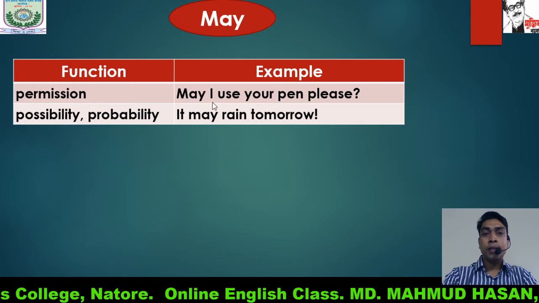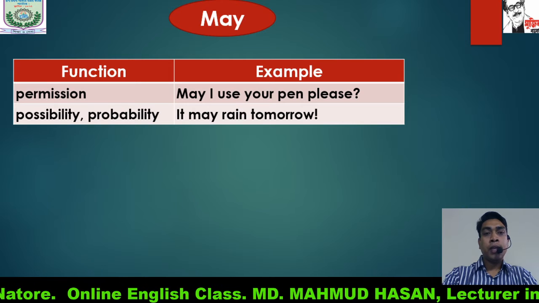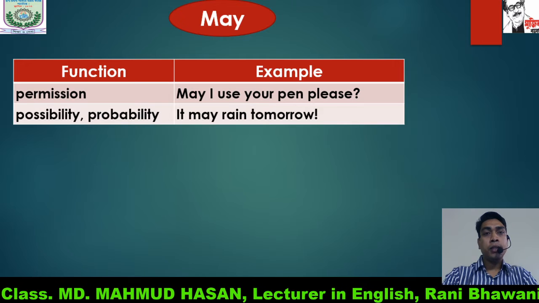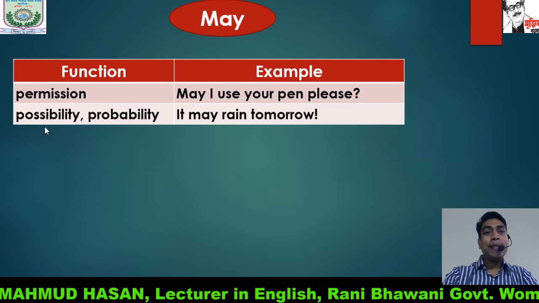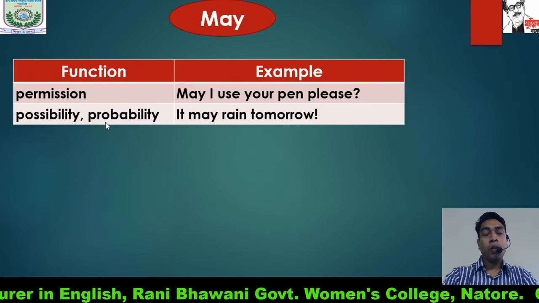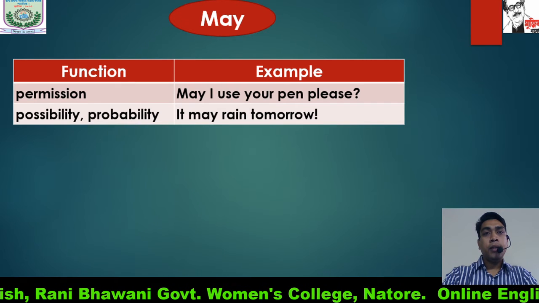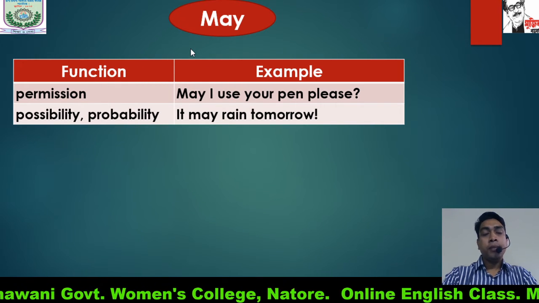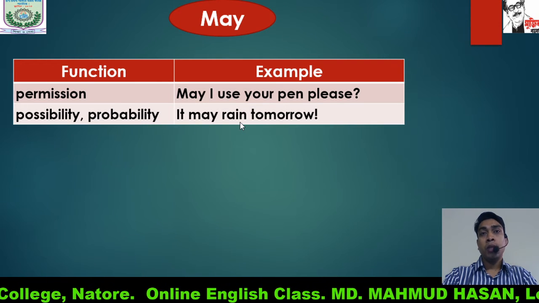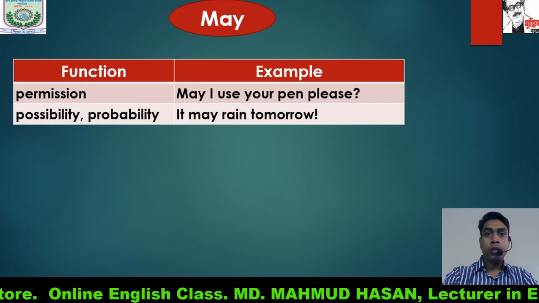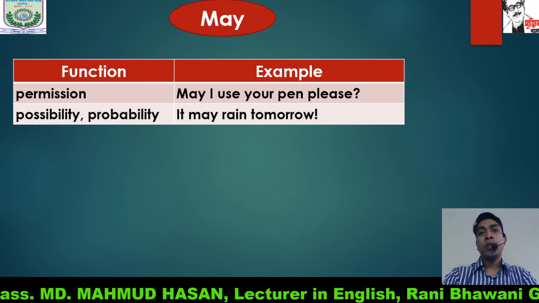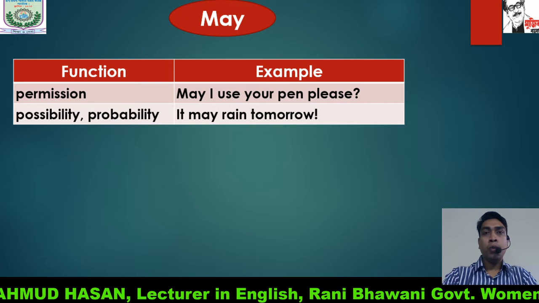Actually, this sentence refers to my seeking a permission. Then, in the second case, for possibility or probability, we can also use the modal may. Example: it may rain tomorrow. This is a possibility. It might or it might not. This is expressing the possibility or the probability.